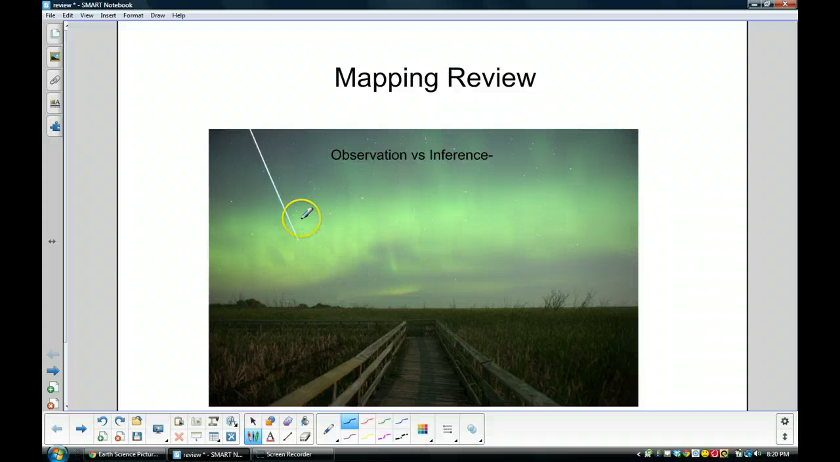That's an observation. The cloud, these things, I see some green light in the sky. I see stars. I see a boardwalk. Those are all things that I can see. Now, I might say that's from an airplane. It's an airplane contrail. Or these green lights are from some atmospheric disturbance like a solar flare. I can make guesses, but I don't know for sure. That's what an inference is. We're using our observations to make a guess.